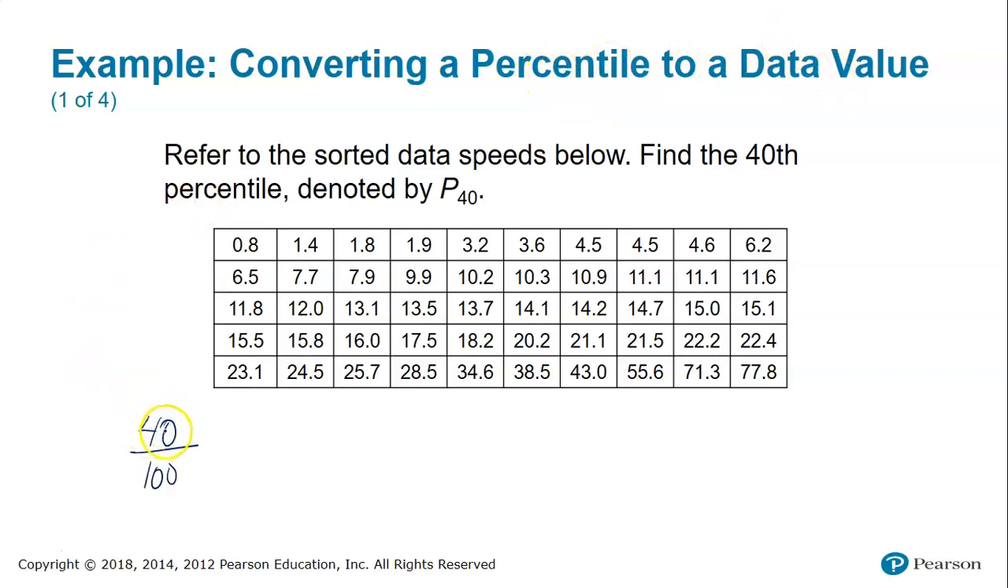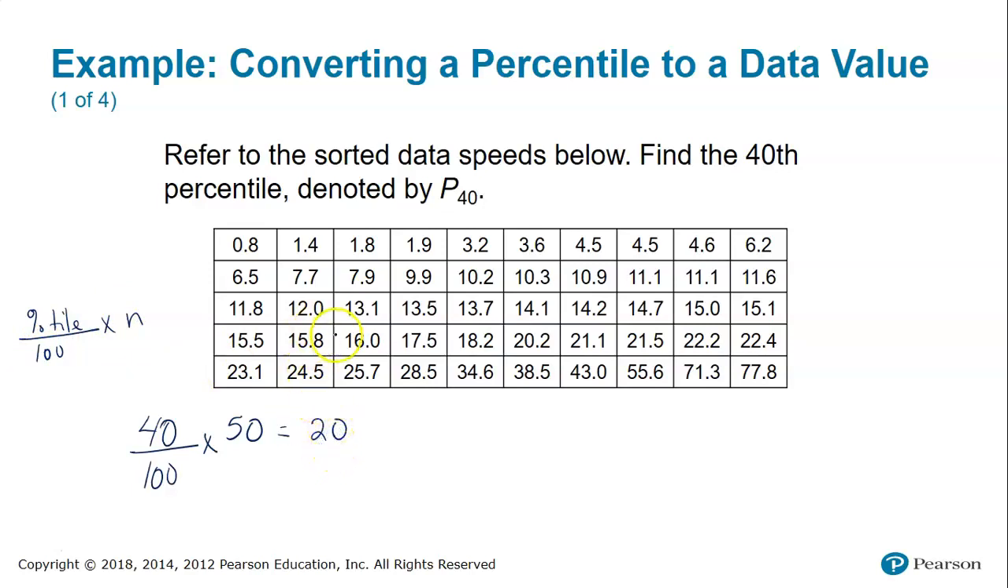So we'll do 40 divided by 100, and then we're going to multiply that by the number of data values. We had 50 data values. To summarize this, we've got the percentile. We're going to divide that by 100, and multiply that by our sample size, or our n. When we do that, we get 20 here.